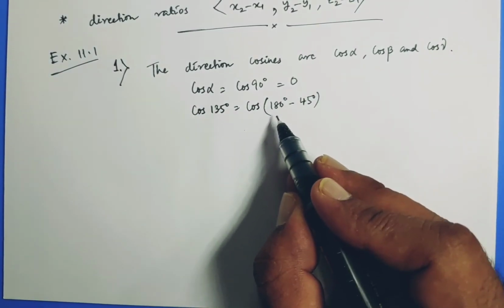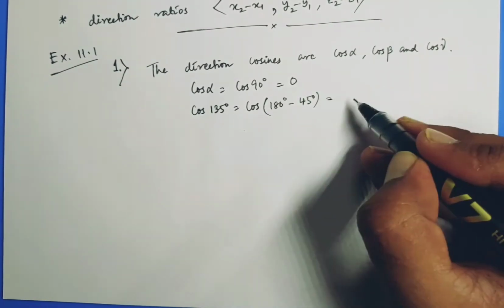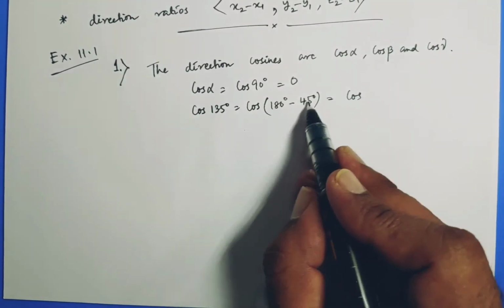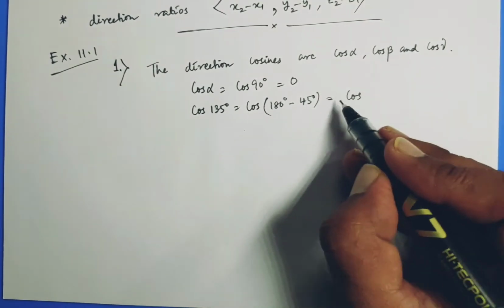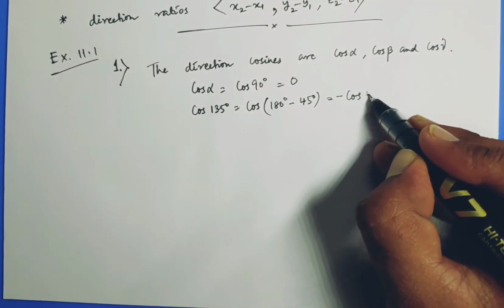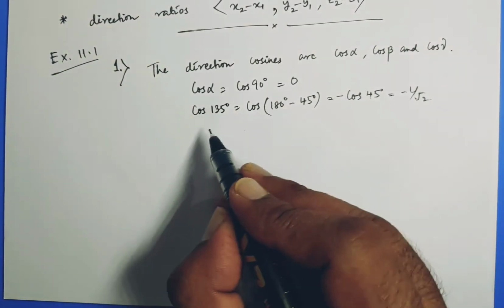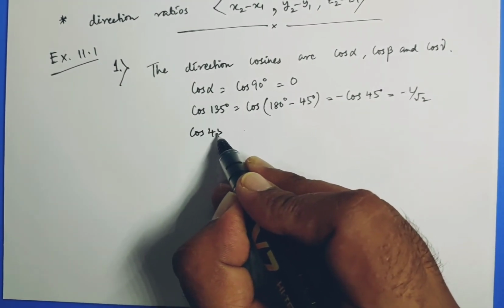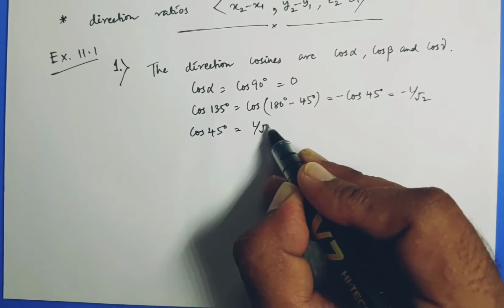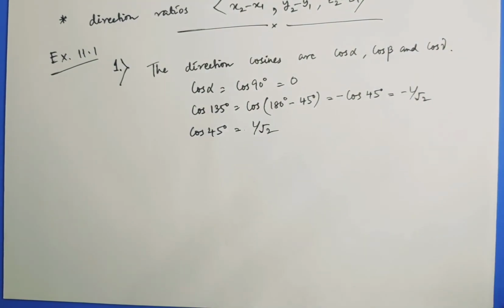Now 180 degree means what? It's an even multiple of 90 degree. So cos will remain cos. Which quadrant does it lie? 135 degree lies in second quadrant, and in second quadrant cos is negative. So this one will be cos 45 degree, so it is minus 1 by root 2. Now the last one, cos 45 degree, and that is equal to 1 by root 2. So the direction cosines are 0, minus 1 by root 2 and 1 by root 2.